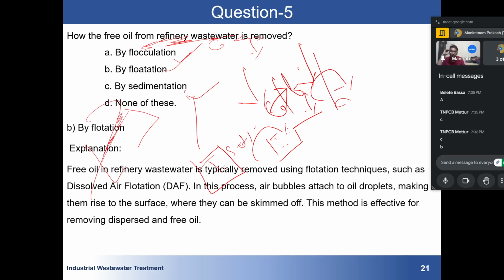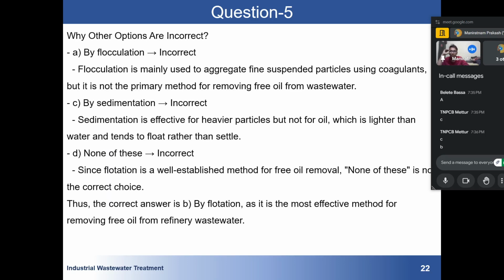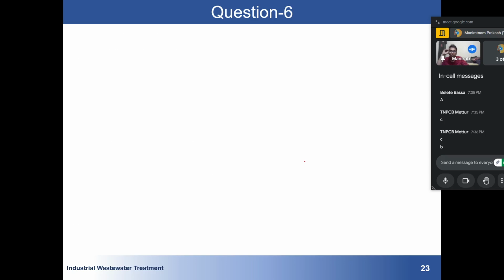You can see here, free oil in a refinery is typically removed using flotation such as dissolved air flotation. In this process, air bubbles attach to oil droplets, making them rise to the surface, where they are skimmed off. Suppose this is our wastewater; whatever air is trapped here will be carried to the surface and skimmed off. Okay, B is the correct answer. Flocculation mainly aggregates fine particles using coagulants, but it is not the primary method for this. Sedimentation is also not for lighter material, and obviously none of those will be the answer.